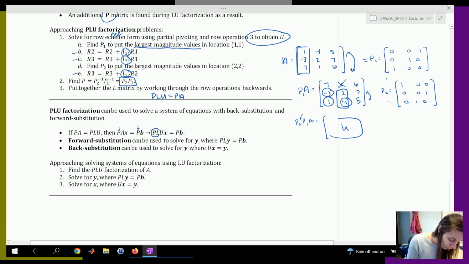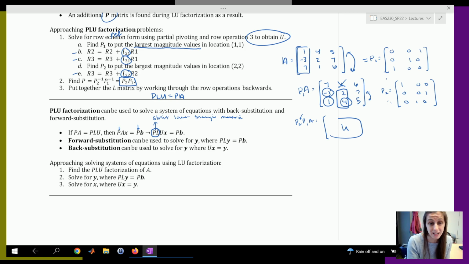And what happens is when we multiply PL times U, this ends up being a strict lower triangle matrix. That's why we keep track of P. So a lot of times you'll see just LU as a strict lower triangle matrix, but keep in mind that L, when we do partial pivoting involved, is multiplied by P if it's a strict lower triangle matrix.